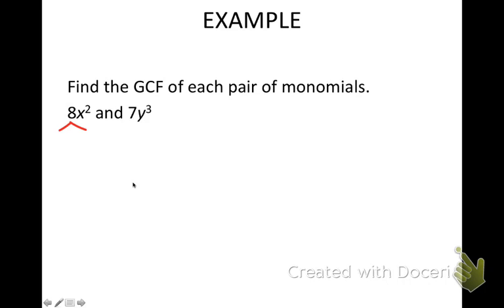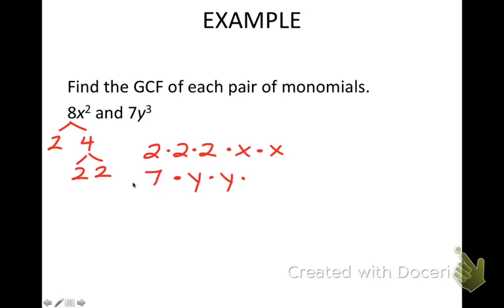So 2 numbers for 8. 2 and 4. Numbers for 4. 2 and 2. So I get 2 times 2 times 2. How many x's? 7 and 1 for 7. So x times x. Now do the same thing for 7. Well, 7 is just 7 and 1, so we'll put 7. How many y's? 3.